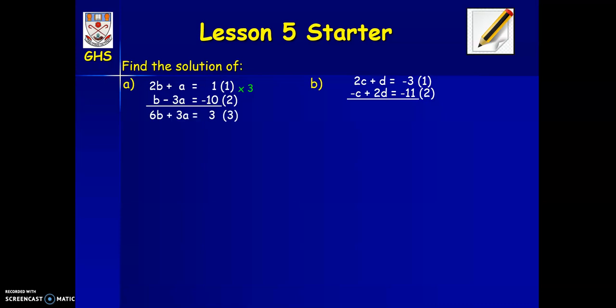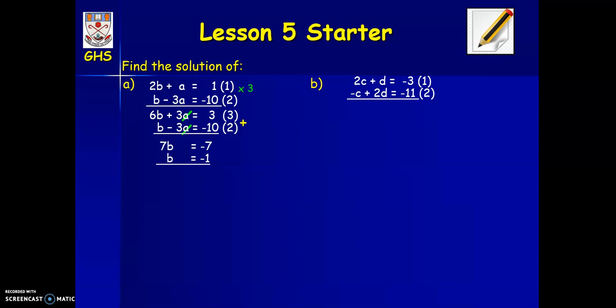So equation 1 becomes 6b add 3a equals 3. Equation 2 remains the same. We can now proceed with the elimination by adding the two equations together. This will get rid of the a terms, and we will have a total of 7b equals negative 7. Divide by 7 to find b equals negative 1.